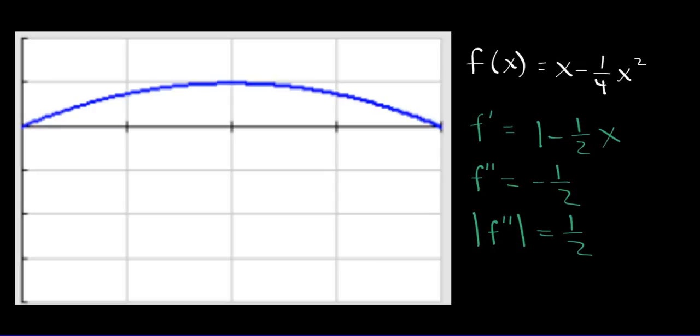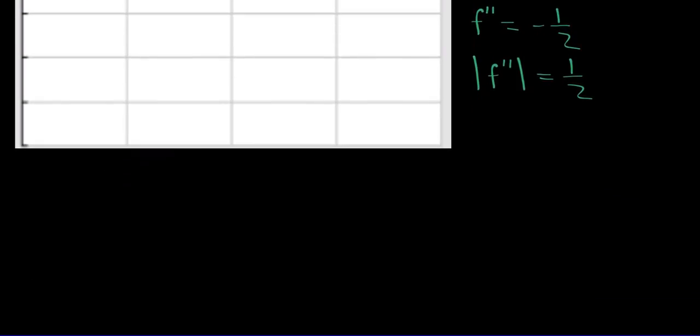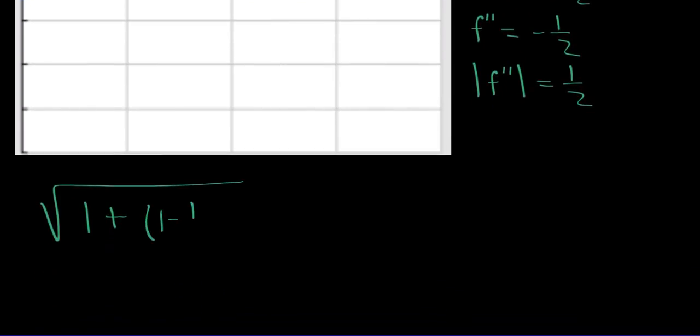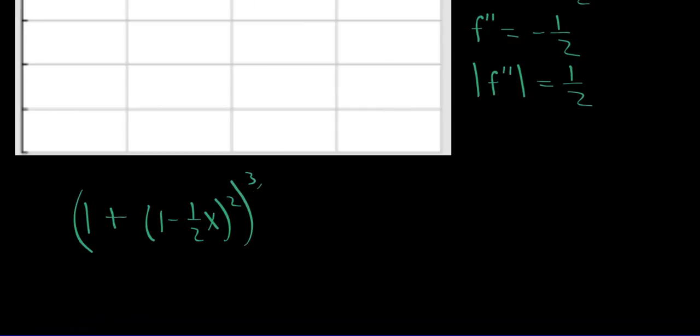Now, I want to do the bottom, because we're trying to get the curvature. I need the absolute value of the second derivative, which is that. Now, let's look at the bottom. What was it? 1 plus this thing squared, and it was to the 3/2. So let me just do that to the 3/2. This is what we had, right?